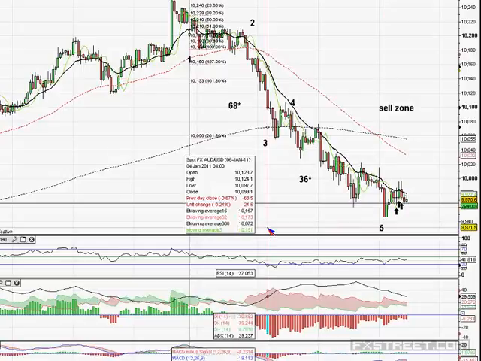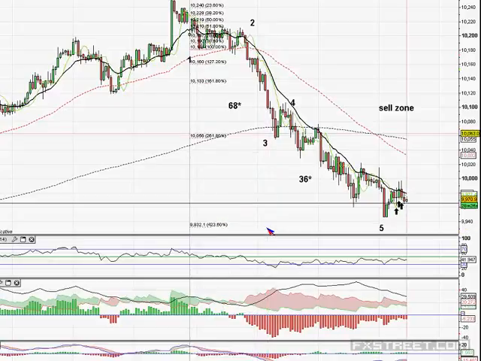Normal FIB extensions for normal pairs, 261.8% for the fifth wave. Commodity pairs can sometimes, not to say every time, extend to 4, 23.6%. Now what's happened for gold? Okay, we've had a big sell-off in gold, which isn't good for the Aussie pair. What's happened in Australia, we've obviously had the floods, which are not going to be good for the economy. So, fundamentally, a good short trade, technically a good short trade, but I'm expecting a bounce up soon.